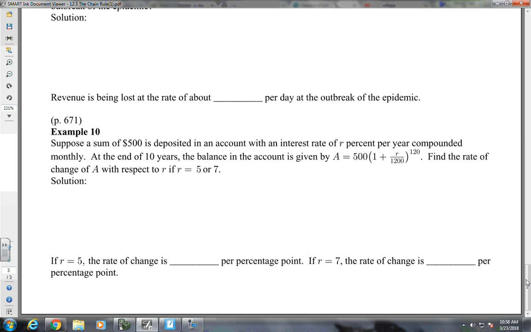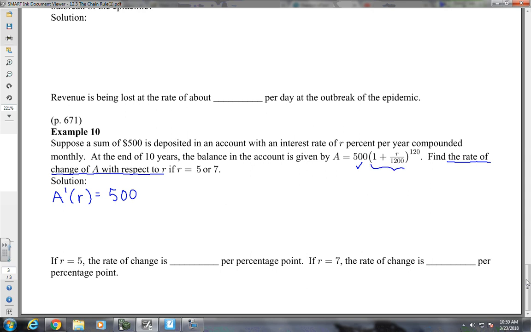So let's translate the English into math. We want the rate of change, that says derivative, of A with respect to R. That means we want to find A prime of R. We're going to differentiate this function A with respect to the variable R. So the first thing I notice is that we have a constant coefficient of 500. That constant coefficient filters through to the derivative.